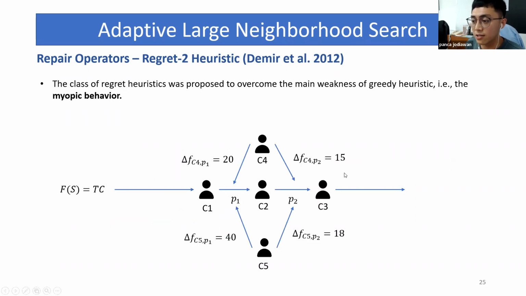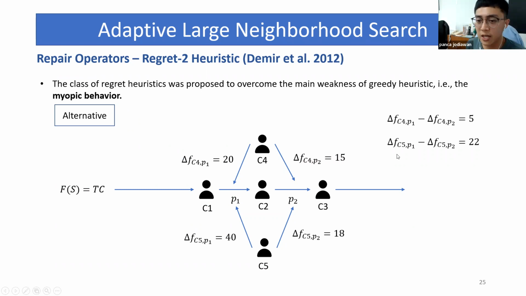Now, considering the same thing but using the regret heuristic, the idea is that we need to calculate the difference between the first best cost and the second best cost. For the first best cost, it's 15, and the second best cost is 20. Oh, sorry, I will use the pointer. Let's consider C4 here. Then 20 minus 15 is 5. And then we consider C5: 40 minus 18 is 22.